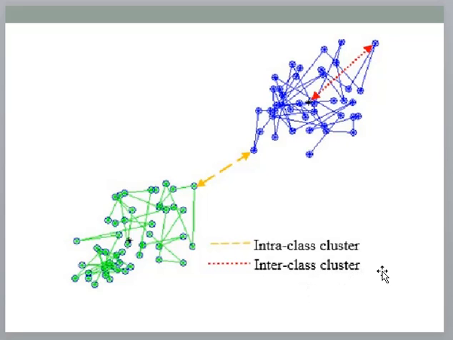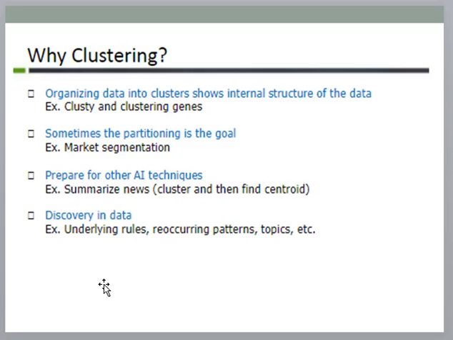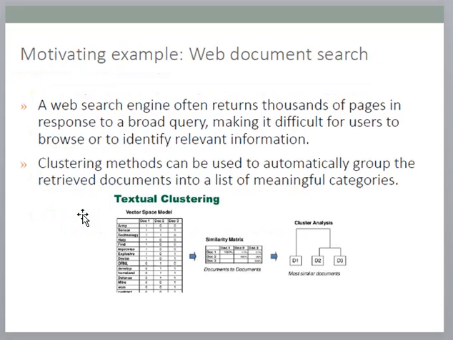So now we want to have this intra-cluster similarity to be high, and on the other hand we want the inter-cluster similarity to be as low as possible. Again, we have seen that clustering is important in a number of applications. For example, market segmentation and summarizing news, and also in order to discover different properties and different attributes present in certain types of data.